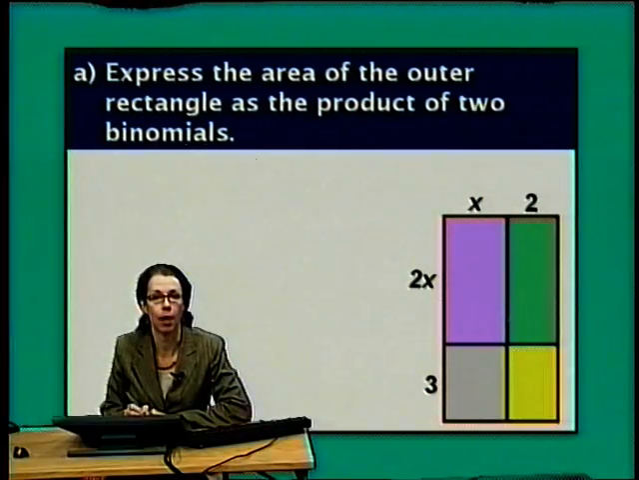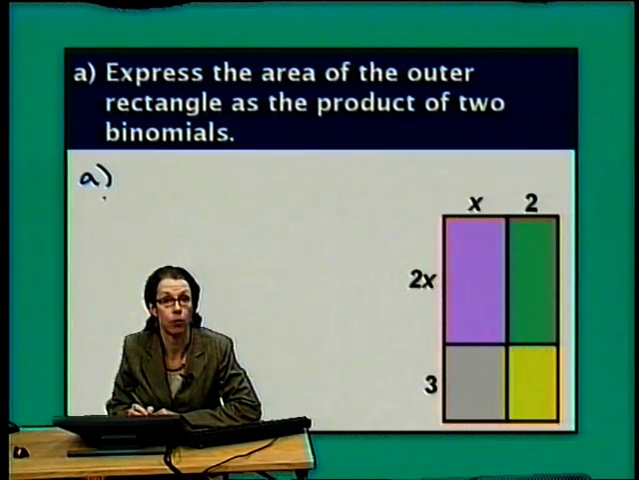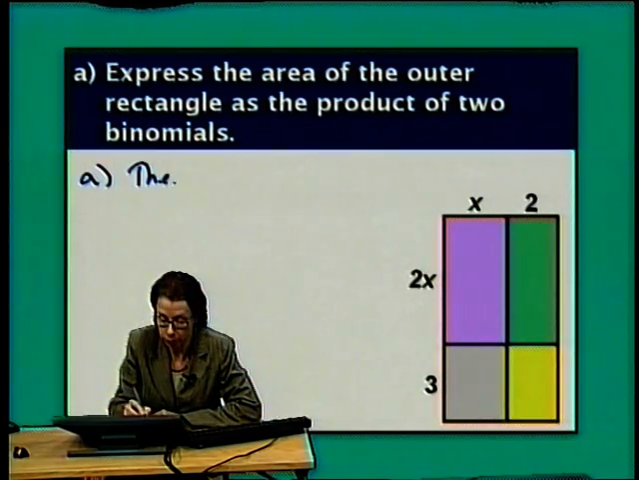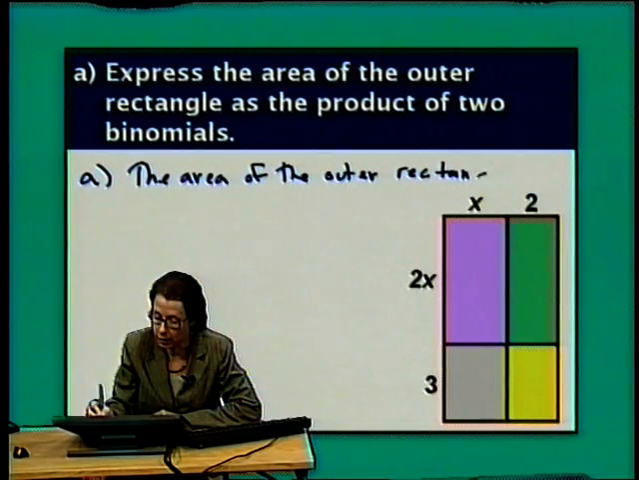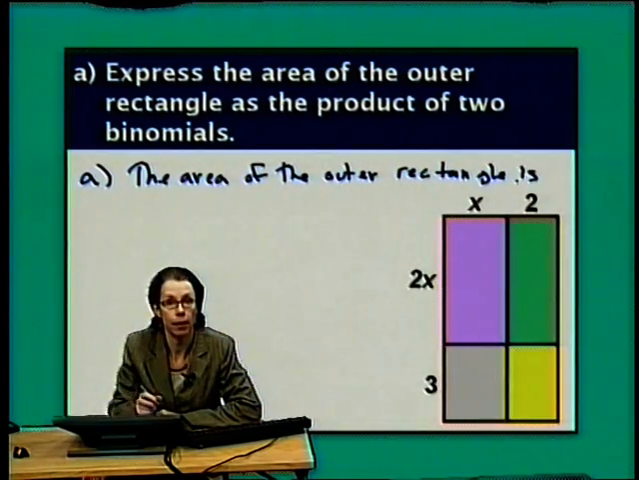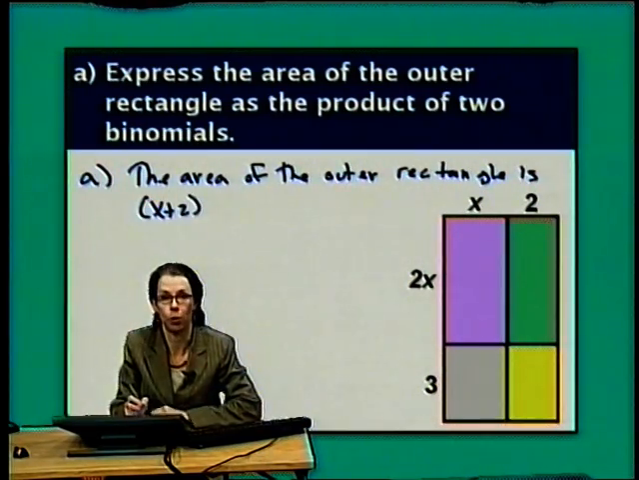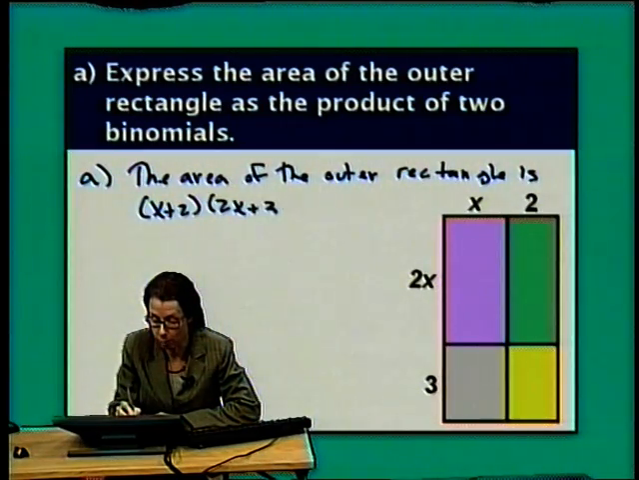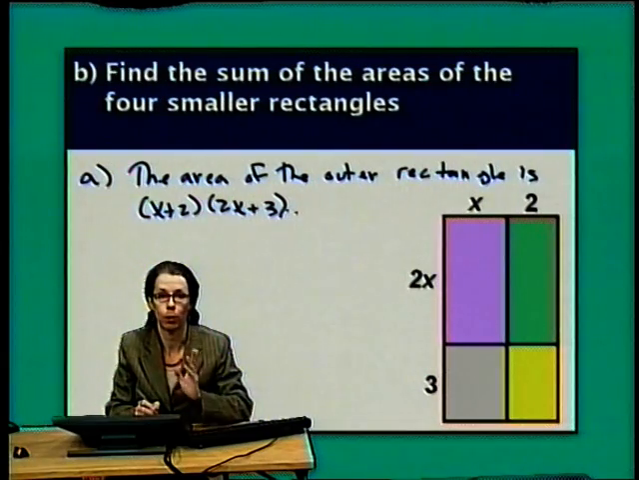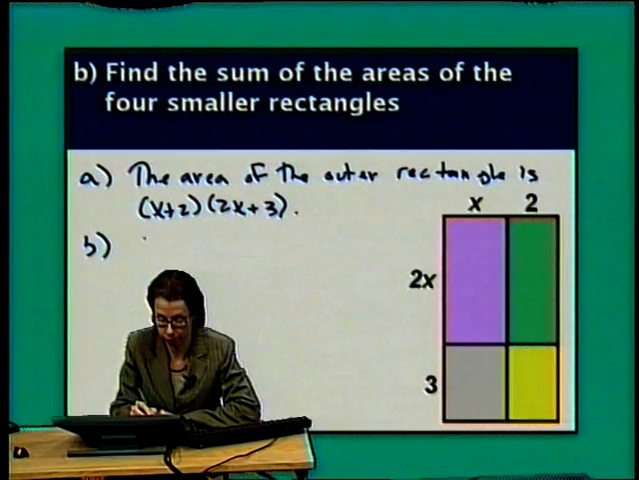Let's just do this one more time. Same trick. We're going to express the area of the outer rectangle as the product of two binomials. So in this case, the area of the outer rectangle is going to be its length times its width. In this case, along the top, if we call that length, that will be x plus 2, and down the side, we see that that length is 2x plus 3. We're going to do the same thing. We want to find the sum of the area of the four smaller rectangles.